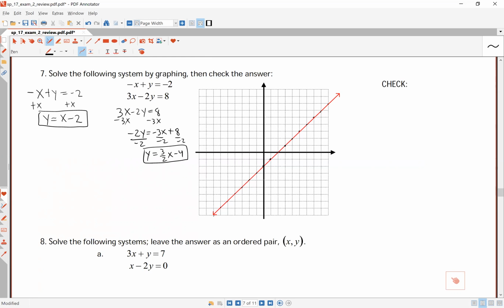Graph that one by going down to -4 and rising 1, 2, 3, and running 2. Again, rising 1, 2, 3, and running 2. Another 1, 2, 3, and running 2. We're going down 1, 2, 3, and left 2.